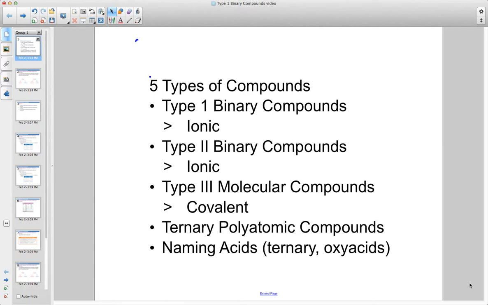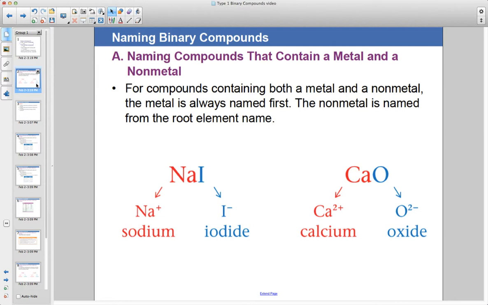In addition, we're going to look later on in the week at the type 3 molecular compounds. These are going to be all covalent compounds. And then we're going to get into what may be considered a little bit more of the complex type of compounds, the polyatomic compounds, and then naming some acids. So let's get started with today. We're just going to focus on this first type here, which are the type 1 binary compounds. We're just going to be looking at these today, and we will come back to the rest later on. Okay, make this into easy chunks.